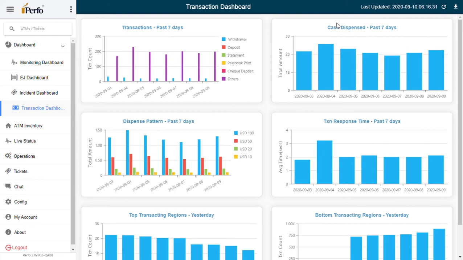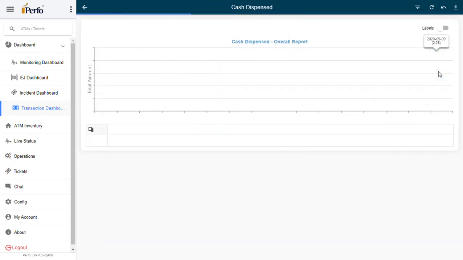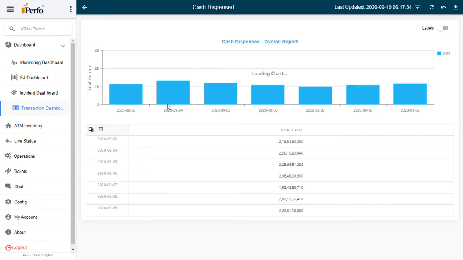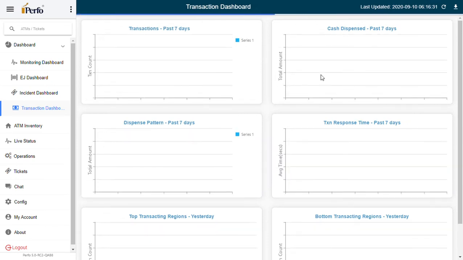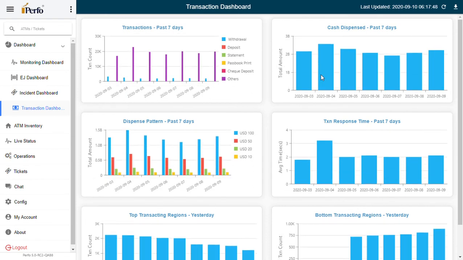Okay. Then there is cash dispensed. How much cash is being dispensed on a per day basis across your full fleet of ATMs. Okay. So as you can see here, the total cash dispensed is of the order of about 2.2 to 2.5 billion dollars.